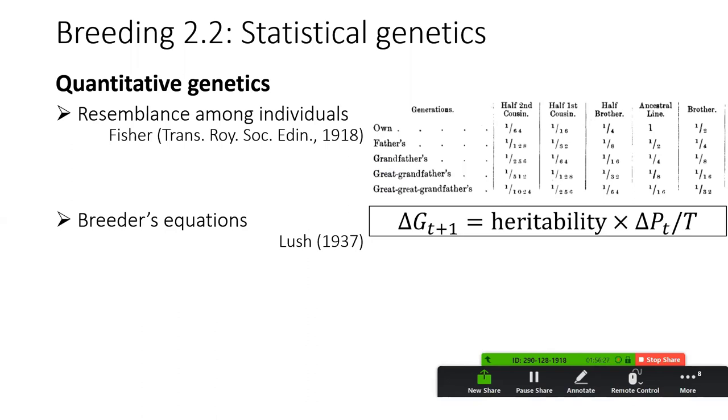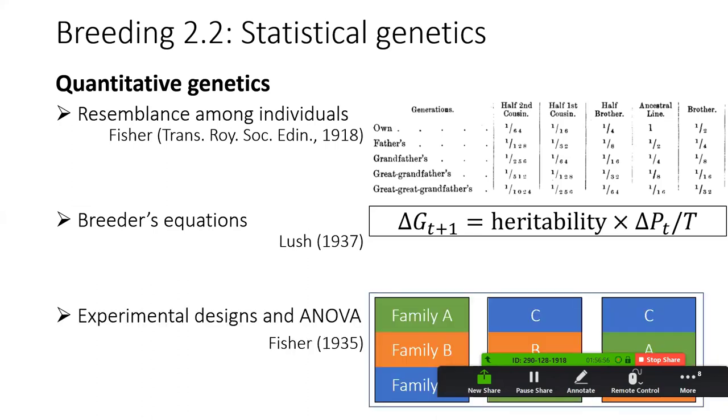And then later, from work by Sewall Wright, Lush in 1937 introduced the breeder's equation, and especially the concept of heritability, to predict selection gains from one generation to another. Heritability being the proportion of the variability that we observe in the trait that is due to the resemblance among relatives. And so Fisher also introduced experimental designs and statistics. Fisher founded almost single-handedly the very basics of statistical genetics.